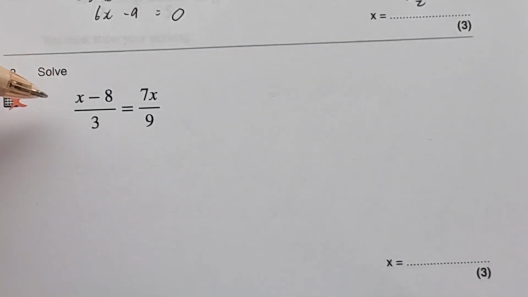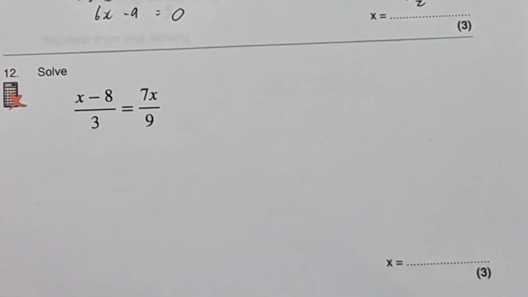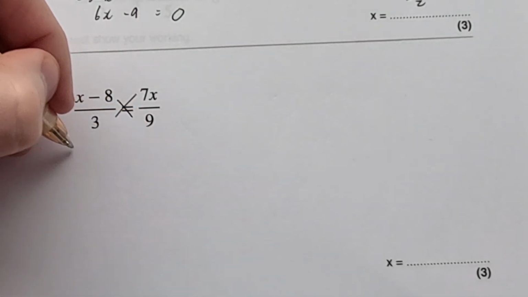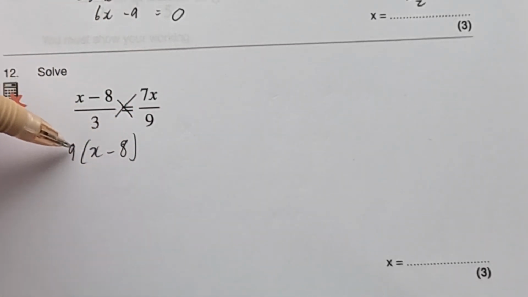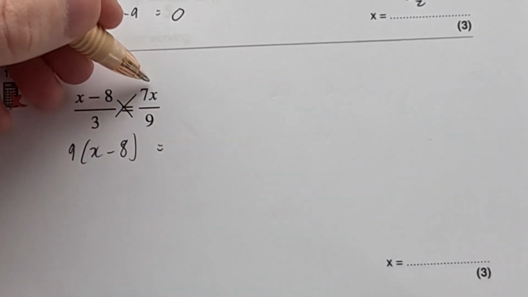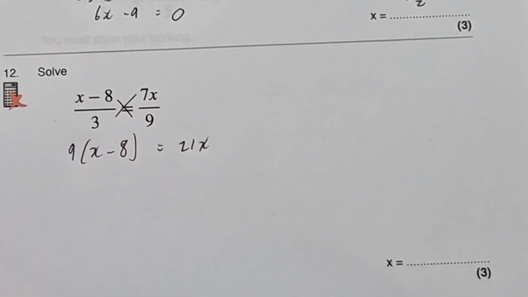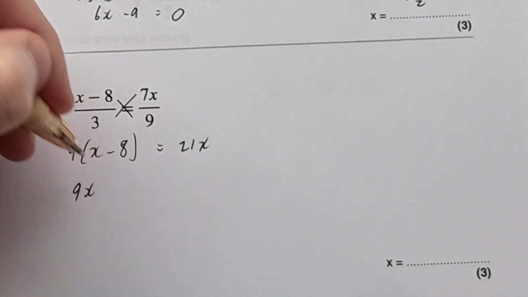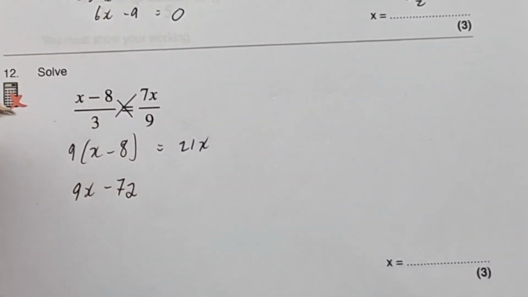Okay, so question number 12 says to solve x minus 8 all over 3 equals 7x over 9. We've got a fraction equals a fraction, so I'm going to use cross multiplication. That numerator times that denominator is equal to that numerator times that denominator. So x minus 8 times 9, so I'm going to write 9 and then brackets x minus 8, because that means we're multiplying our x minus 8 by 9, and then equals 3 times 7x, well 3 times 7 is 21x. Now let's expand our brackets. 9 times x would be 9x, and 9 times minus 8, well 9 times 8 is 72, so it's going to be minus 72.